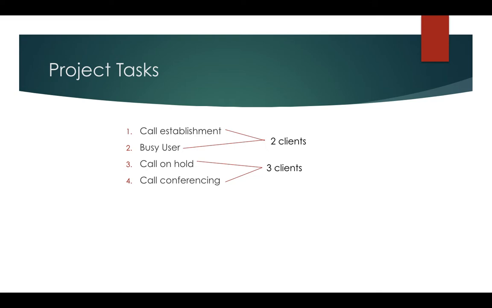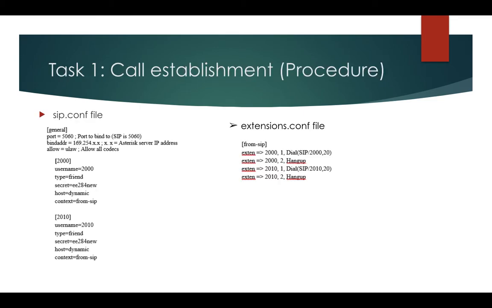So here are the 4 tasks that I have accomplished successfully in this experiment. The first 2 tasks were between 2 clients, and then the rest were between 3 clients, as we will see later. So the first task was to establish a call between 2 clients via the proxy server.